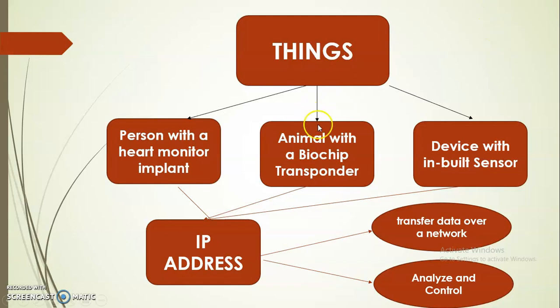For example, if an animal has to be tracked, and if the animal is going beyond the range, in such a case, the information can be sent to the person who is at a remote place. And in the case of a person with a heart monitor implant, if the sugar level or BP level is going beyond the limited value, in such a case, the information can be sent to the doctor, and the controlling can also be done.